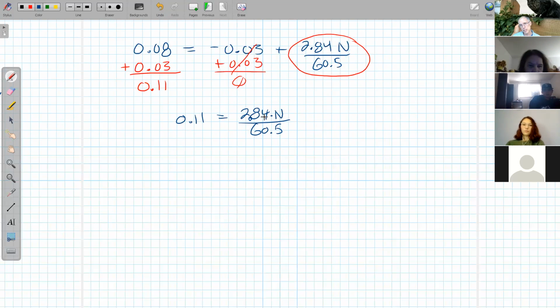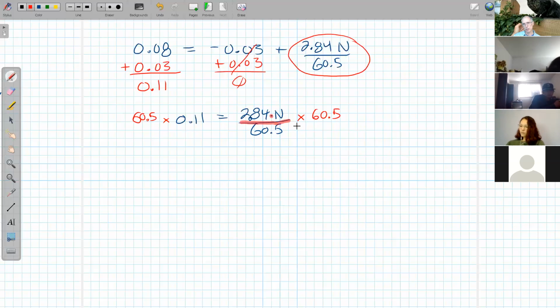I could view this as the 2.84 over 60.5. It's just a fraction, so I could deal with it as a fraction. Or I could deal with it as I have a multiplication to deal with and I have a division to deal with. So I'm going to take the second route here. I want to get that 60.5 out of the denominator. So to do that, I want to multiply by 60.5 on both sides.